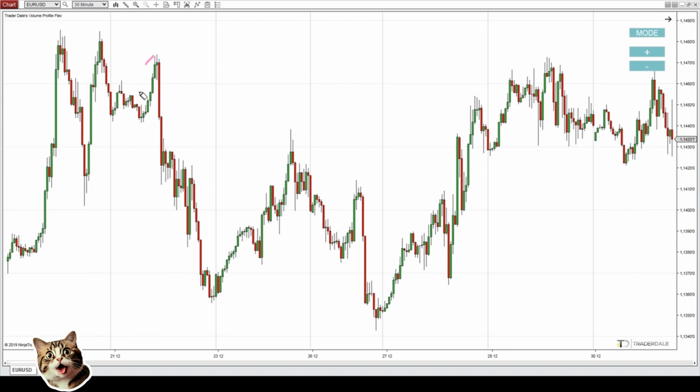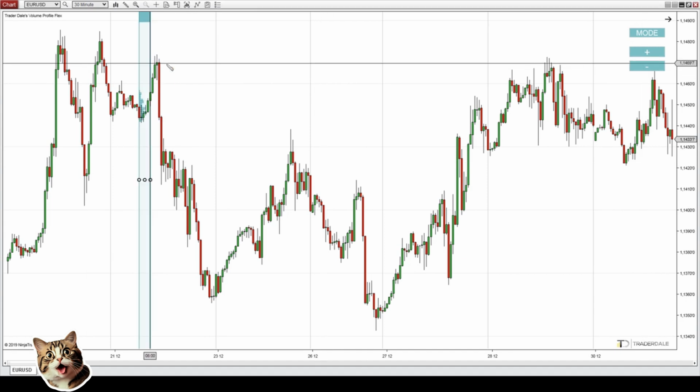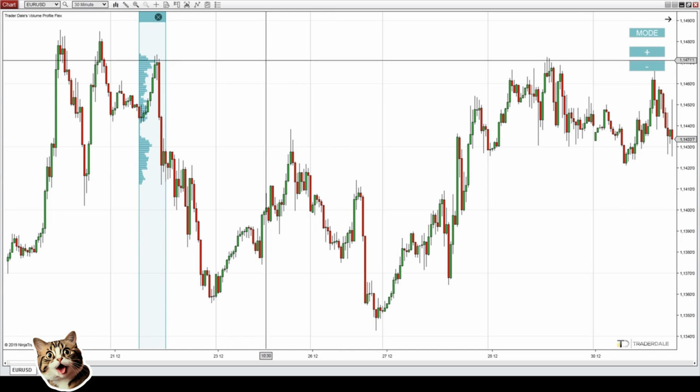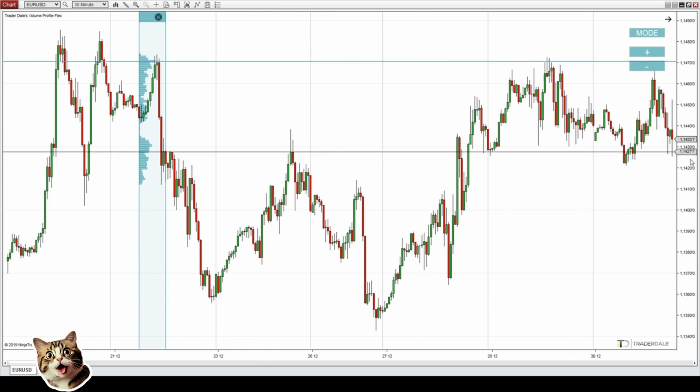Another strong rejection is this one. So let's use the profile over it. Heaviest volumes being in here. You wait for a pullback and you go short from there. Another nice reaction to this setup.